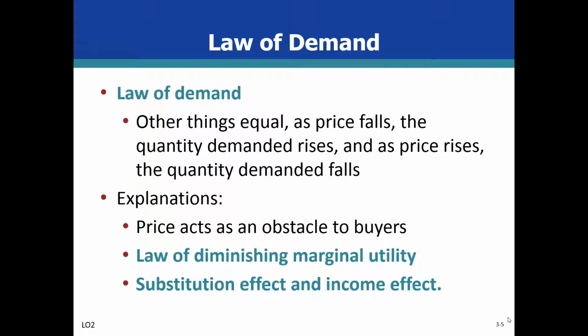The law of demand states, other things equal, as price falls, the quantity demanded rises. And conversely, as the price rises, the quantity demanded falls. It is an inverse relationship with a downward sloping curve. There's a common sense element to the law. Price can act as an obstacle to buyers. For example, special sales and discounts, another term for price reduction, attract more buyers into the market than a standard list price does.